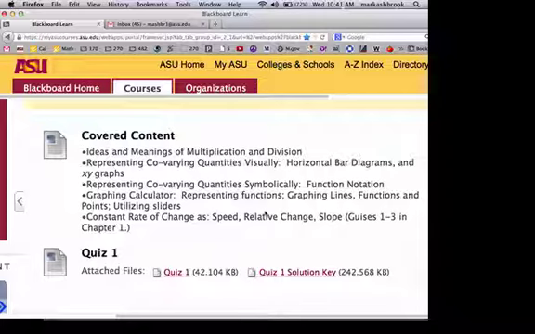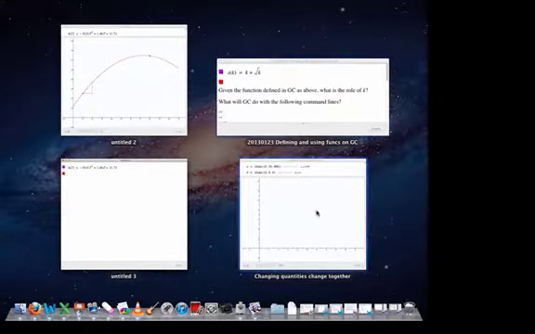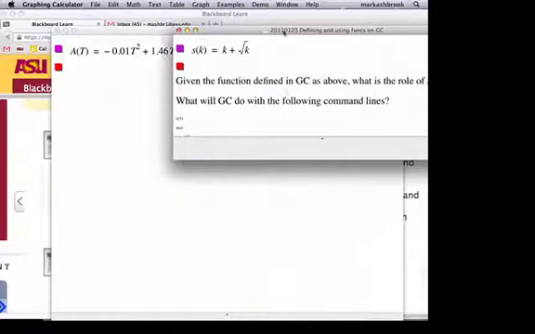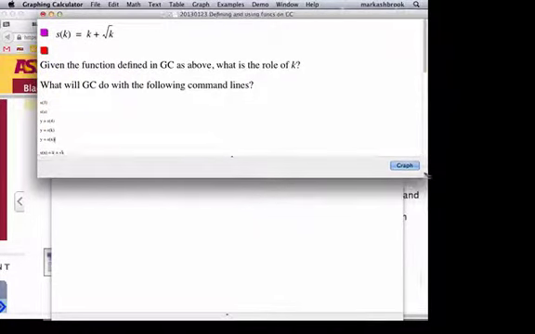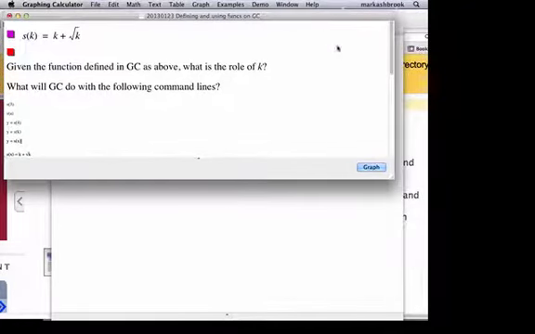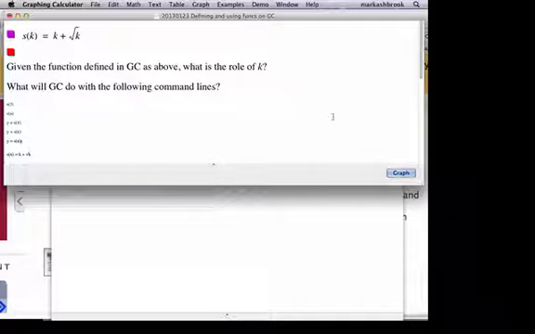So on that point, let's talk. First, let's talk about some graphing calculator and functions. So here, I've entered S of k equals k plus radical k. Okay? Can you read that in the back? Is that big enough? Thumbs up. Okay. So I've entered this S of k equals k plus radical k.